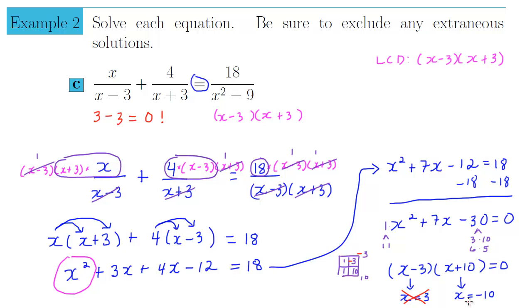x equals negative 10 is not a problem. If you plug negative 10 in here, you get negative 13. Here you get negative 7. Here you get 91. x equals negative 10 is not a problem. x equals 3, however, is a problem. So we cross that out. We do not include x equals 3 as a solution, but we do include x equals negative 10.